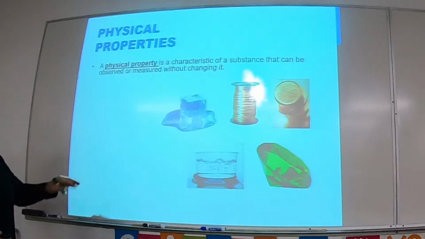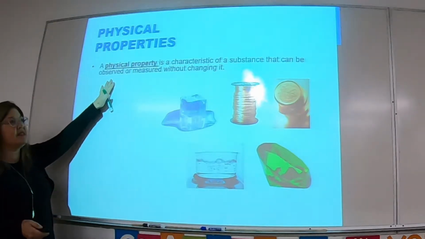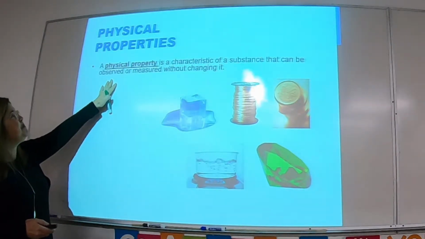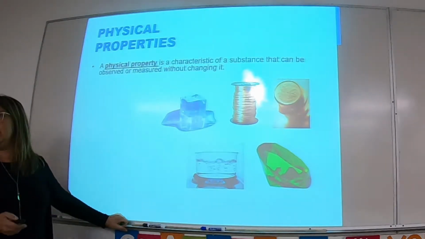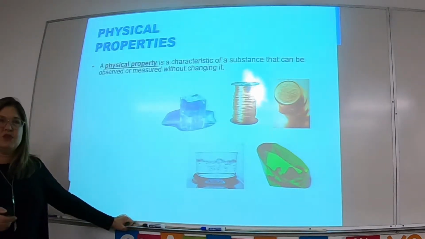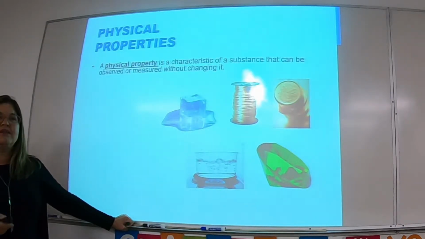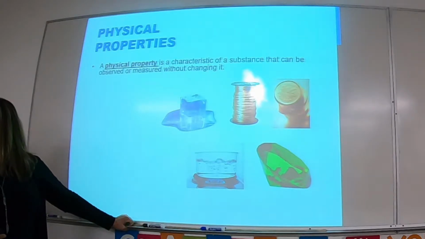Physical properties. A physical property is a characteristic of a substance that can be observed or measured without changing it. Okay? Observed or measured without changing it. So if you have to change your substance to form something new, that's not going to be a physical property.